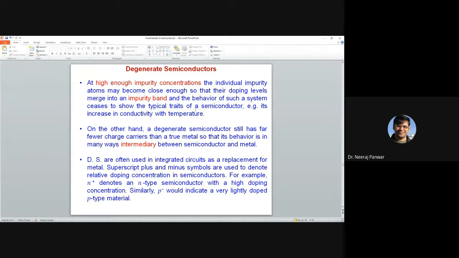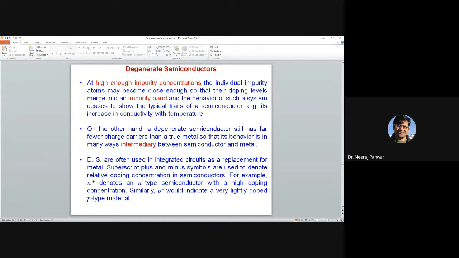If you recall, for a semiconductor, if we increase the temperature, its conductivity increases or resistivity decreases. But for a degenerate semiconductor, I told you that resistivity becomes proportional to temperature, that is, conductivity becomes proportional to 1 upon T. So such semiconductors behave more or less like metals, but they are not actually metals, because the carrier concentration is still much smaller in comparison to that of metals.